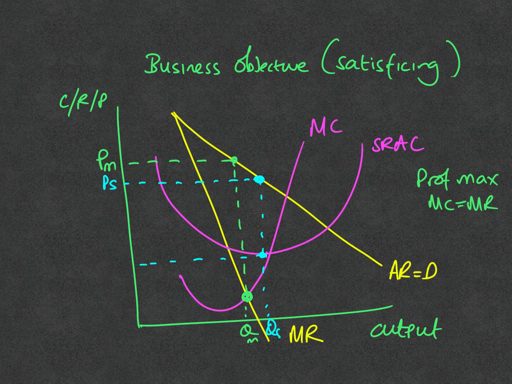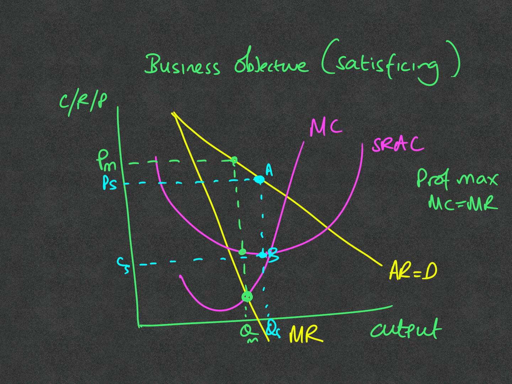Now, what this does is it shows you the level of profits being made if you decide to profit satisfy. So this is the cost at the satisficing point. And you can see the area PS AB is otherwise known as the profit being made at the satisficing point of production. And if you compare that to the profits being made in profit maximization, which I haven't highlighted yet, but I'm going to do that now.